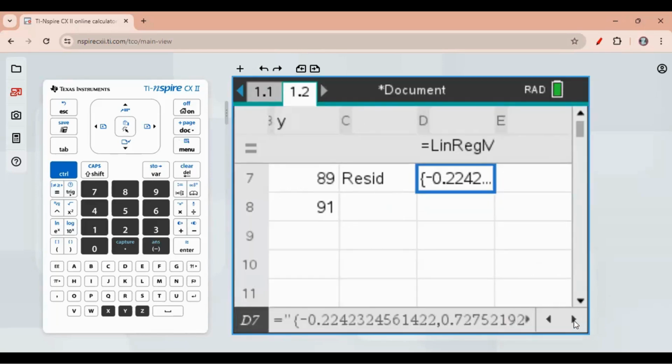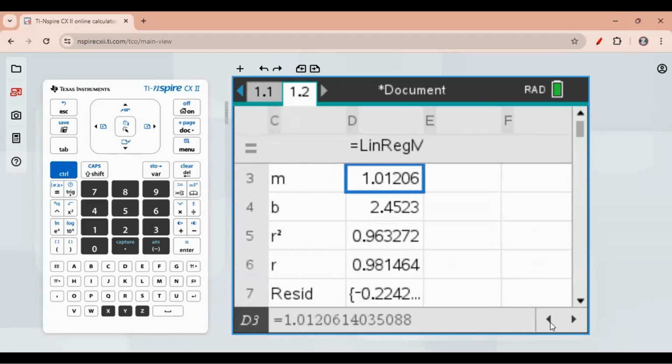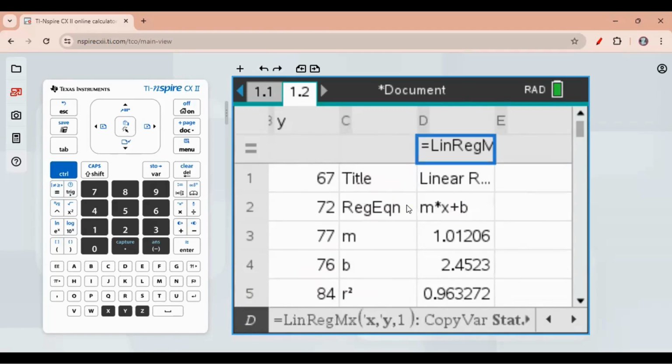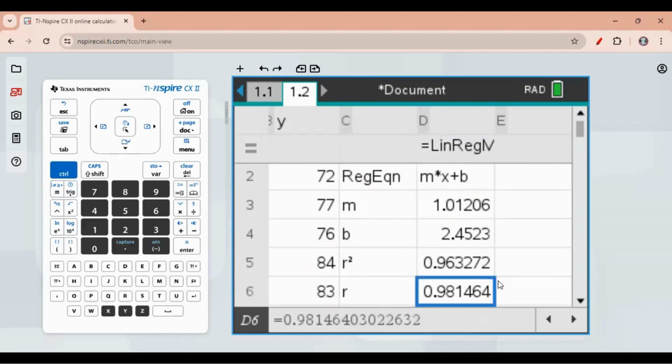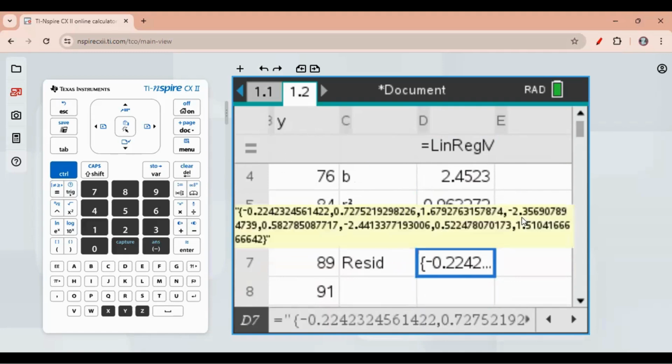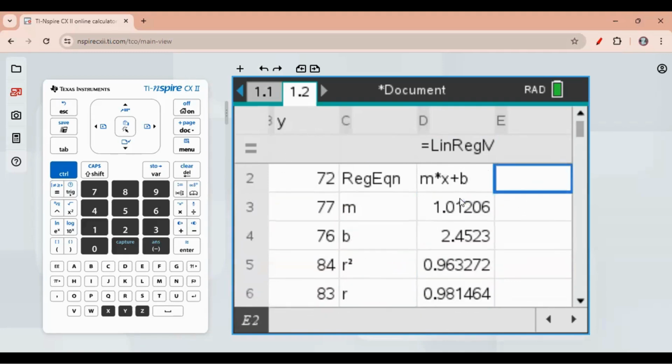So here the list has been produced. Your regression equation is in the mx plus b format we chose. This is my m, this is my b, and r square. R square we are not using. We need just the Pearson coefficient for this question. In the question they said ax plus b, here we have mx plus b. So your m here acts as a in the question. That's simple. We can just use it. Okay. So m, b, and r, all this we can get.